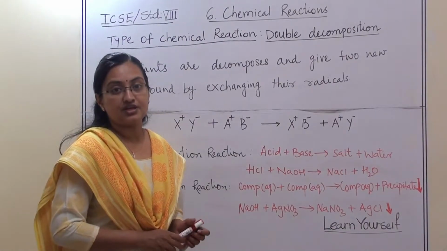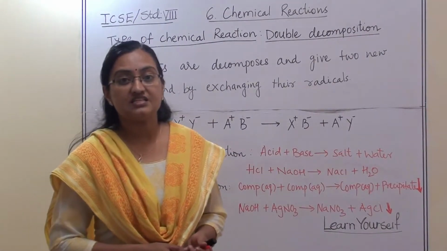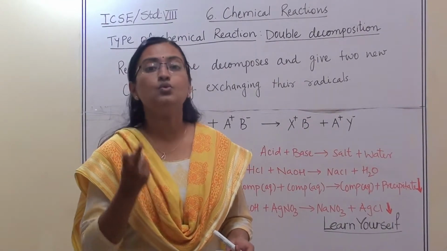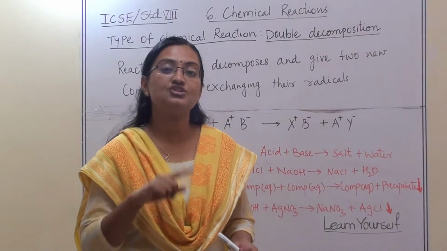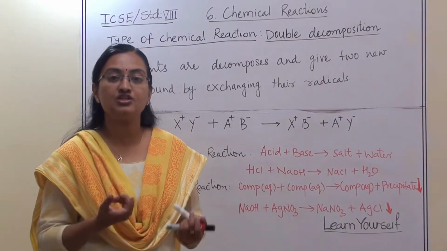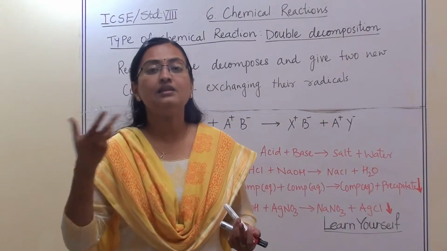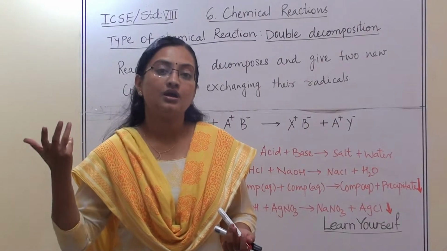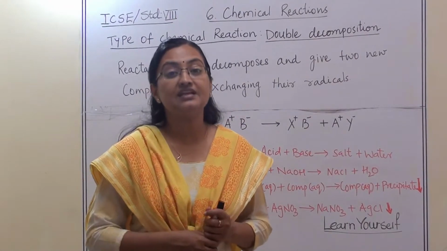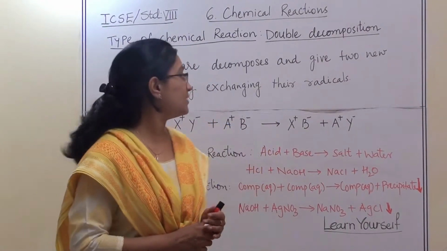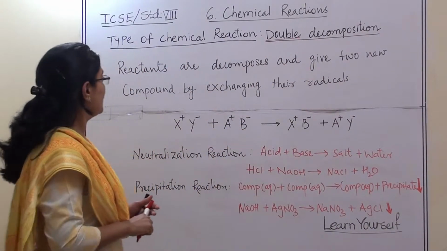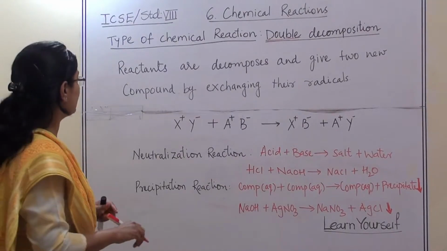Double decomposition reaction. The name itself suggests that the decomposition will be doubled. There will be two different decompositions in one single reaction. We have seen decomposition in which one reactant decomposes into compounds or elements. Here two reactants simultaneously decompose. That's why it is known as double decomposition reaction. Now let us first see the definition.